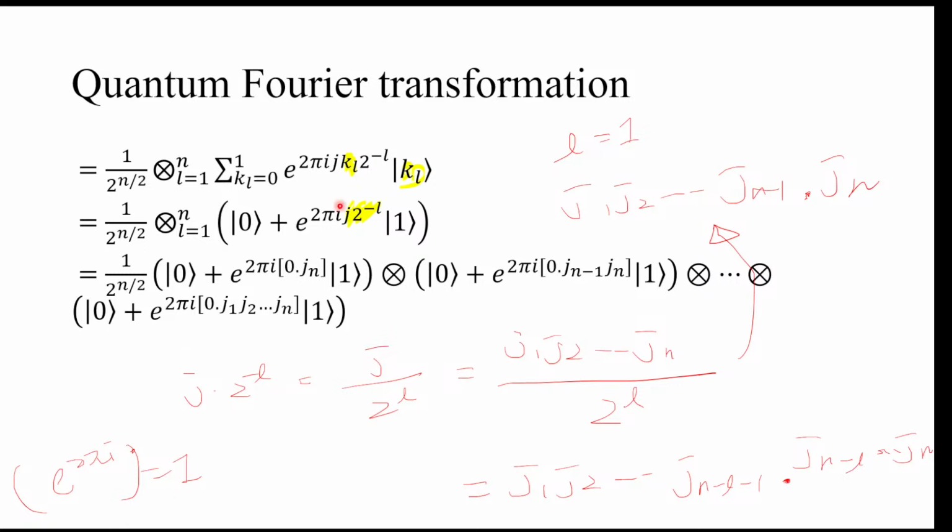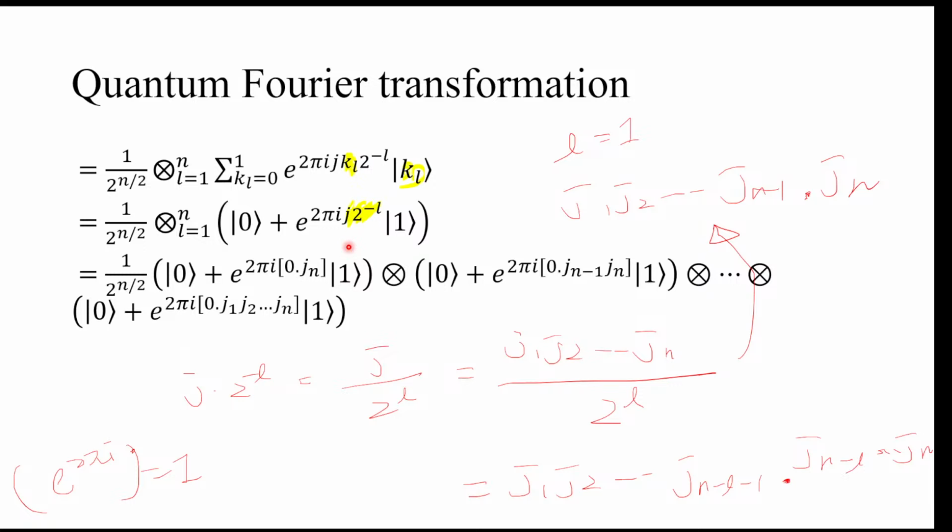If we have an integer here, then we see nothing. E to the 2 pi i times any integer is just 1, equal to e to the 2 pi i times 0. So basically, when we are multiplying with e to the 2 pi i here, the integer part doesn't matter, so we can just cut it out.